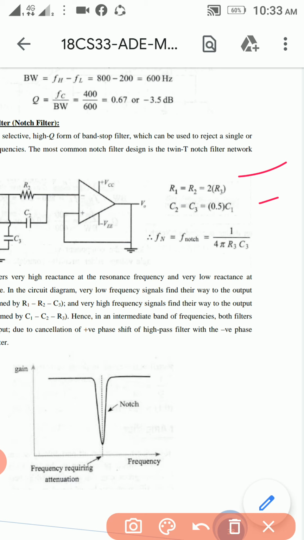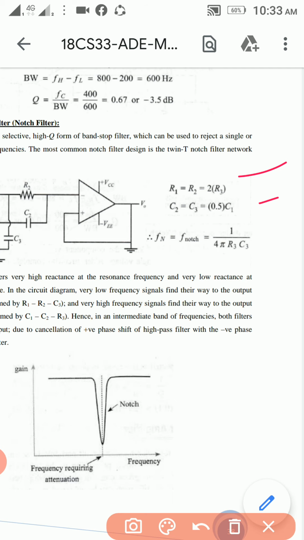For this particular filter these are the frequency values, and for a different filter, such as the wideband one, the frequency is different. So you should remember them and make a column for each filter, because all the filters have their own frequencies. Don't confuse them. For this notch filter, the frequency is 1 divided by 4 pi R3 C3.